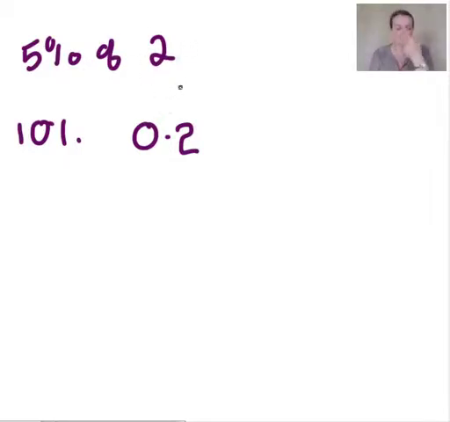So 20, 40, 60, 80, £1. So 5 in £1, 5 20s in the other pound. So 1/10 of £2 is 20p. So there's our tenth there. But we wanted 5%. So 5% is going to be half of that. So it's 0.1. Ta-da! Now let's try another one.